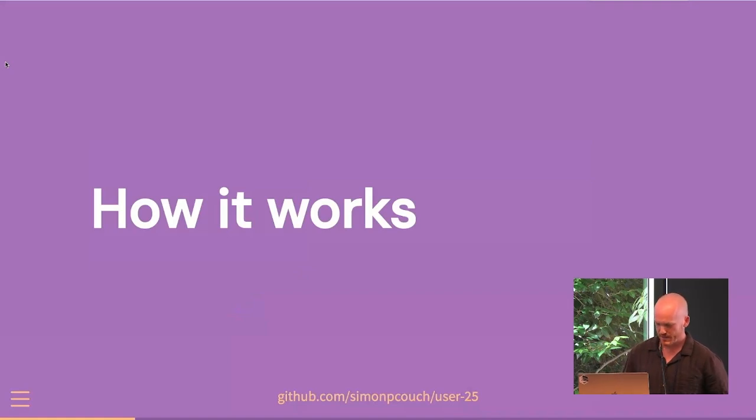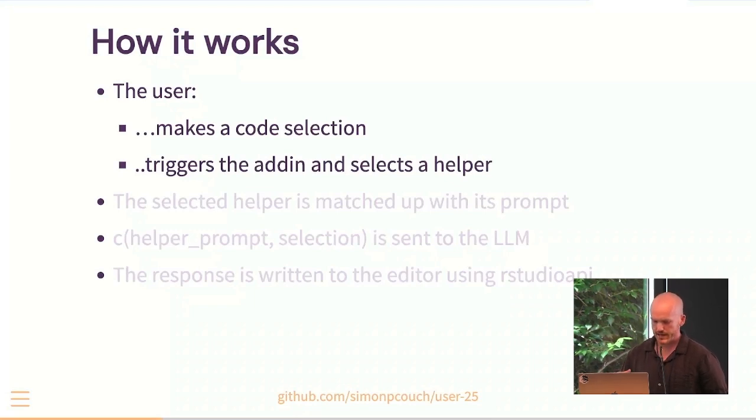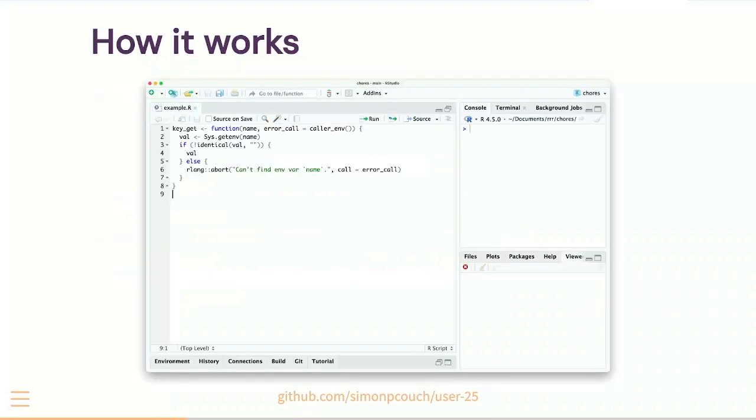So let's talk a little bit about how Chores works. If you were tracking along with Hadley's keynote yesterday, you might actually find this somewhat intuitive. So the first thing that you do as a user is you make a code selection. In our example, I selected the full body of that key get function. And then I trigger an add-in and select a helper. So I highlight the function.